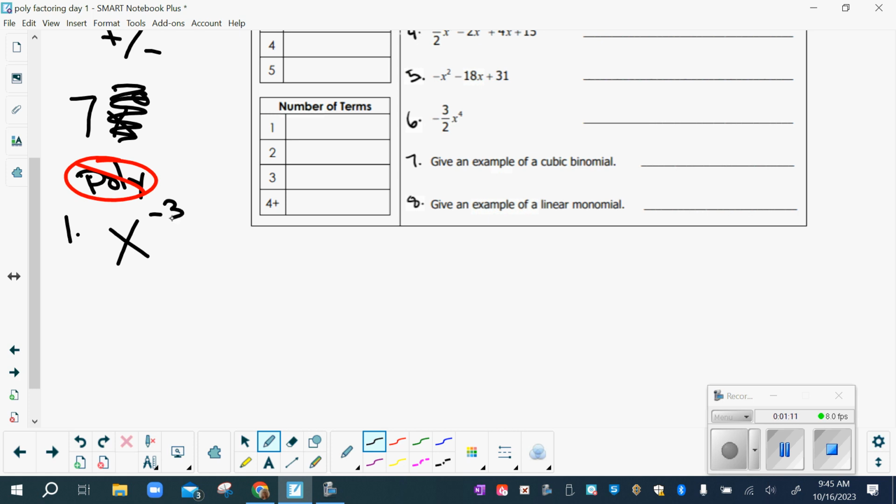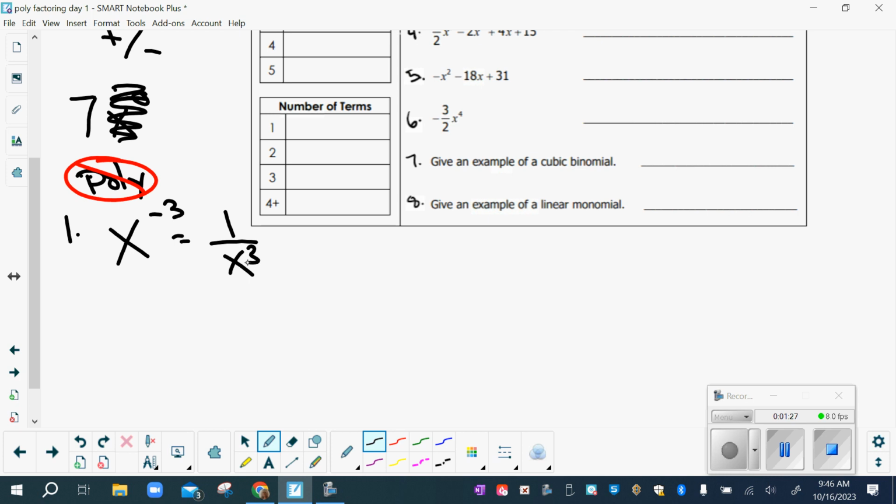Because a negative exponent turns that baby into a fraction. And that is not called a polynomial. That is called a rational function. That is our next chapter, right? So that's why none of these will have negative exponents.